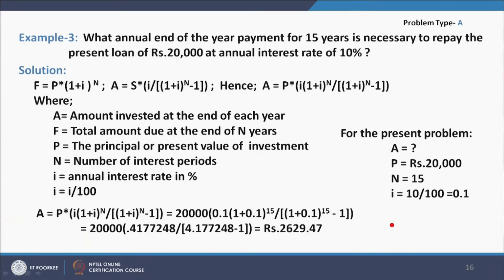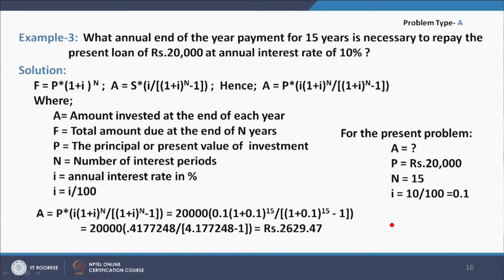This is example 3. What annual end of the year payment for 15 years is necessary to repay the present loan of 20,000 at annual interest rate of 10%? Obviously, the formula is F is equal to P into (1 plus I) to the power n, and A is equal to F into I divided by, in the brackets, (1 plus I) to the power n minus 1. Hence from these two equations I can find out the relationship between A and P.